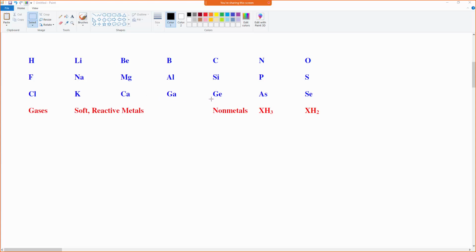And then we start moving towards nonmetals. And then everything in this column, if you react it with hydrogen, it has a chemical property of it forms a new compound with the formula of XH3. So NH3, PH3, AsH3. And everything in this column, if you give it a formula with hydrogen, it makes a formula with two hydrogens. So H2O, H2S, H2Se. So physical properties, chemical properties, they repeat.